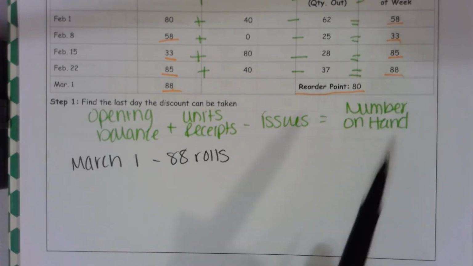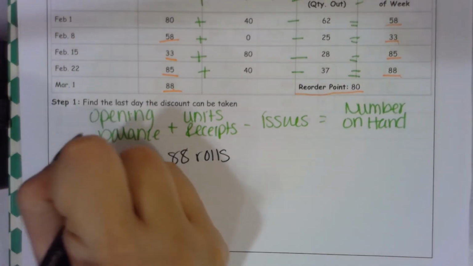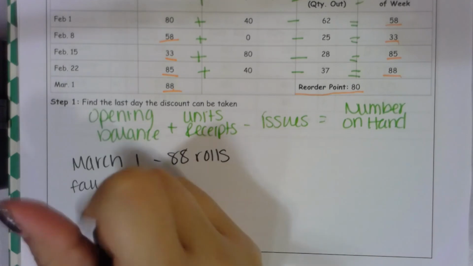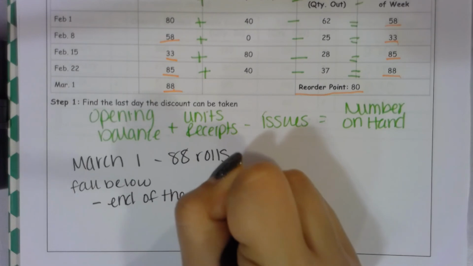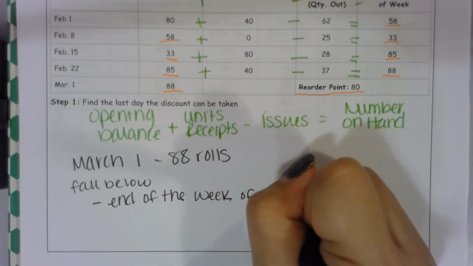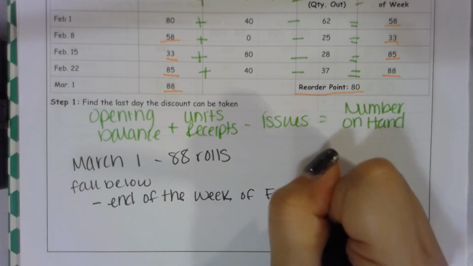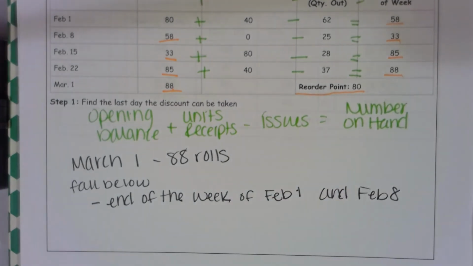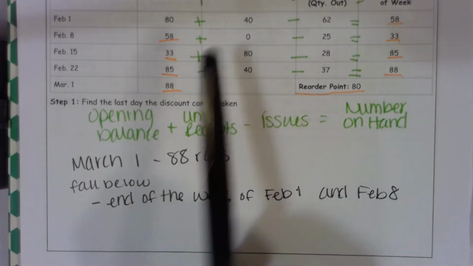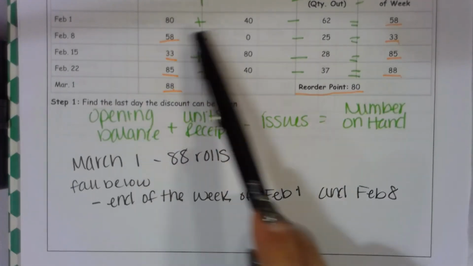So it also asked you when did the inventory fall below the reorder point. So the fall below was the end of the week, February 1st and February 8th. Because at the end of the first week we're at 58, and 58 is below 80. The end of February 8th they were at 33, below 80.